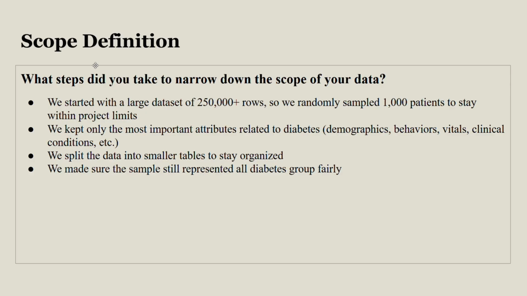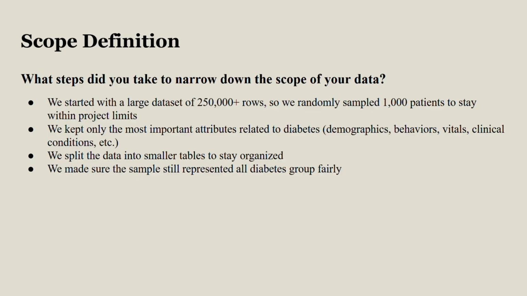To narrow the scope, we started with a very large dataset of over 250,000 rows, which was way too big for this project, so we randomly sampled 1,000 patients while still making sure the data stayed representative. We also removed unnecessary attributes and focused only on factors that are directly related to diabetes, which helped keep the database clean and manageable.